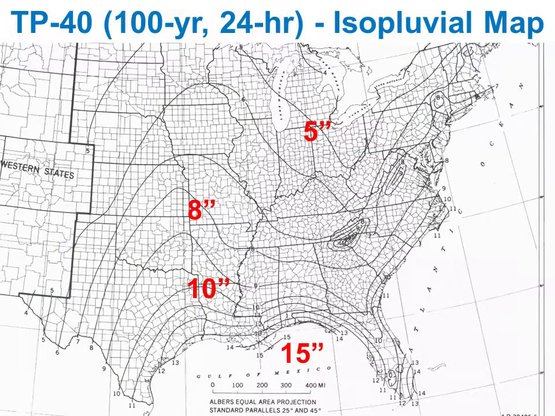So this is from TP40. If you look at Harris County, I think it shows about 12 inches for a 100-year, 24-hour rainfall event. But if you look at more recent data from the USGS publication that's been incorporated by the Harris County Flood Control District, you'll see that it actually varies by watershed, and some watersheds are a little bit more than 13 inches for that design storm event.